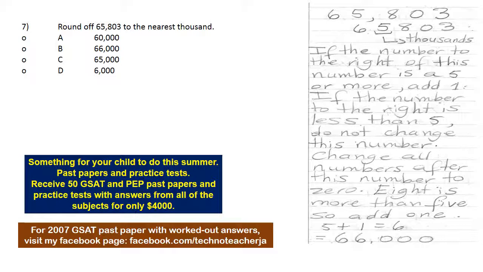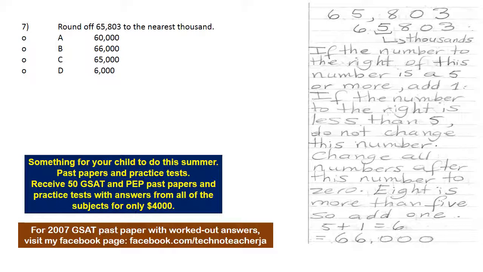Okay, so let's do this. We have 65,803. Change that to the nearest thousand. Underline the 5. Underline the number in the thousands position. Next, look at the number in the hundreds position. That's 8. 8 is more than 5, or 8 is 5 or more, or 8 is more than 4, any way you want to say it. So 8 is more than 5.